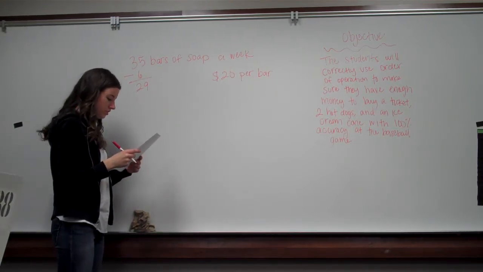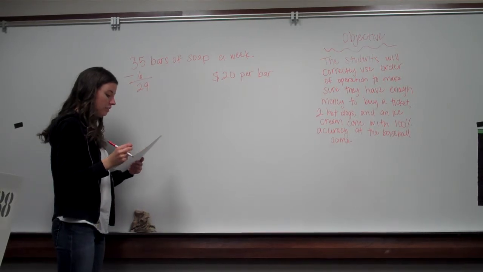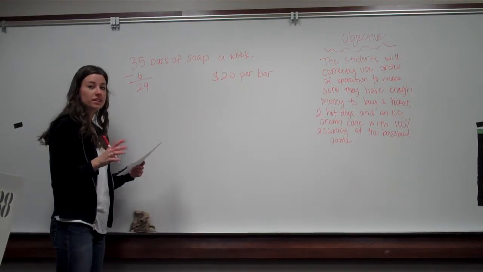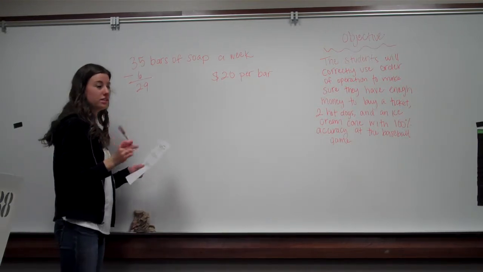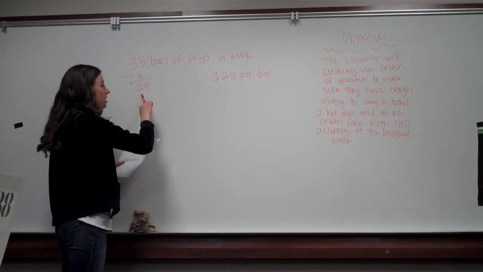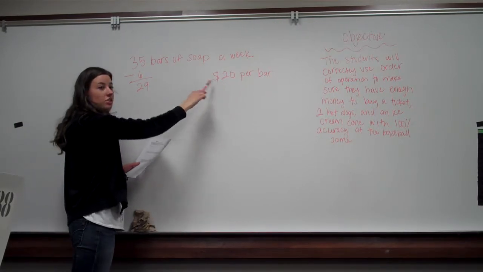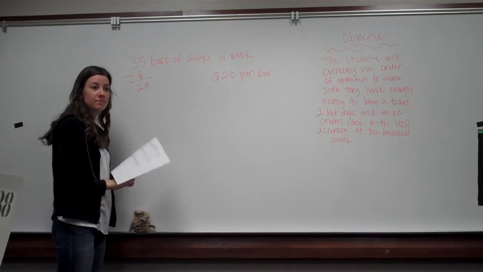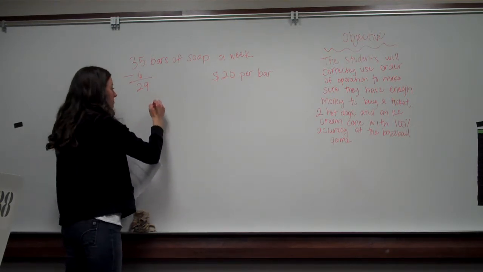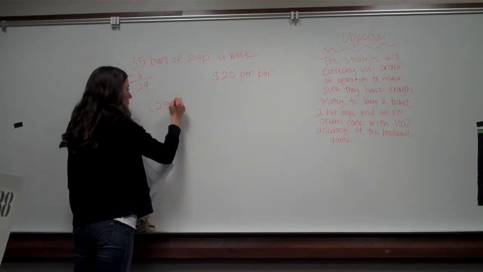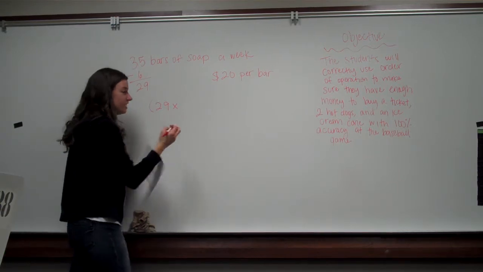So how many will you be able to sell at the end of 4 weeks? This is how much is 1 week, so we'll solve 1 week and then we'll solve 4 weeks. If you have this many bars of soap and each bar costs $20, how are you going to set this up? 29 times 20? Yes.